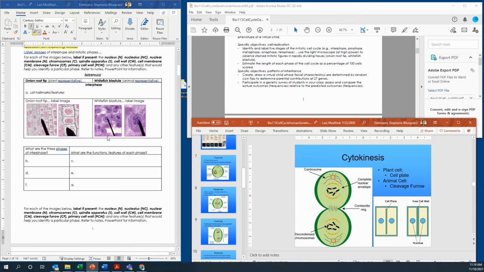This is probably the hardest one because there's not actually a picture and you don't have to draw conclusions. But this is your generic cell, right? So it's got all the bits, pieces, and parts of a generic cell. The difference between the onion root tip and the whitefish blastula is that the whitefish blastula is an animal, so it doesn't have a cell wall, and the onion root tip does.